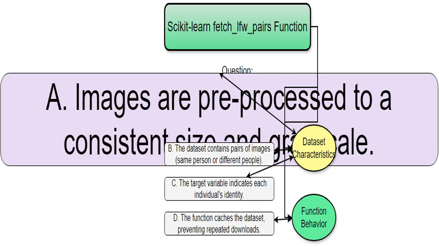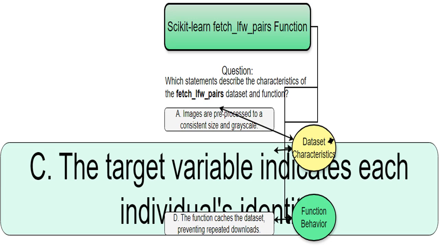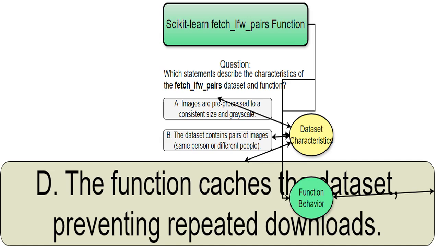This statement claims that the images in the dataset are all the same size and are grayscale, black and white. This one says that we get pairs of images, and each pair shows either the same person twice or two different people. This claims the dataset tells me the identity of each person in the images. This statement says that the function is smart enough to save the dataset after downloading it once, so it doesn't download it again every time I use it.